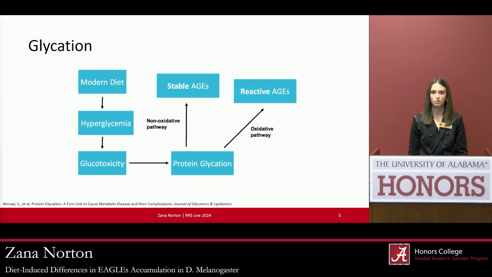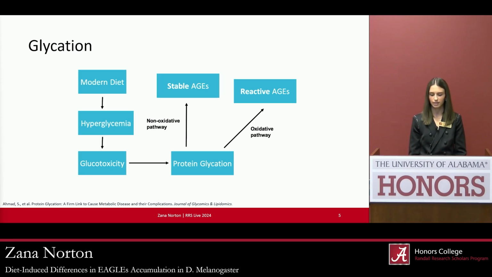This is the general pathway through which advanced glycation end products, or AGEs, form. The modern Western diet and its associated high sugar intake lead to hyperglycemia, or high blood sugar. Chronic hyperglycemia leads to glucotoxicity, which is a broad term for various adverse effects.